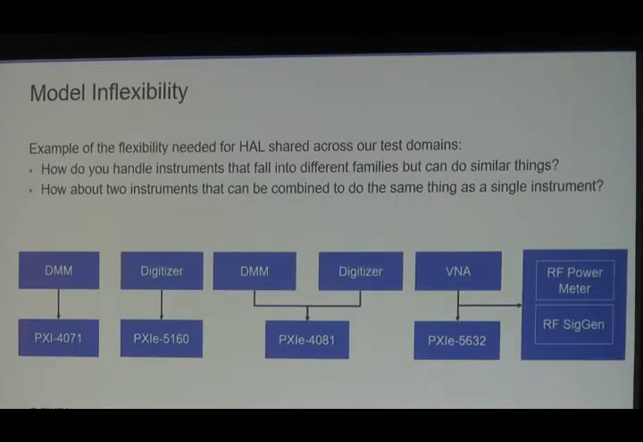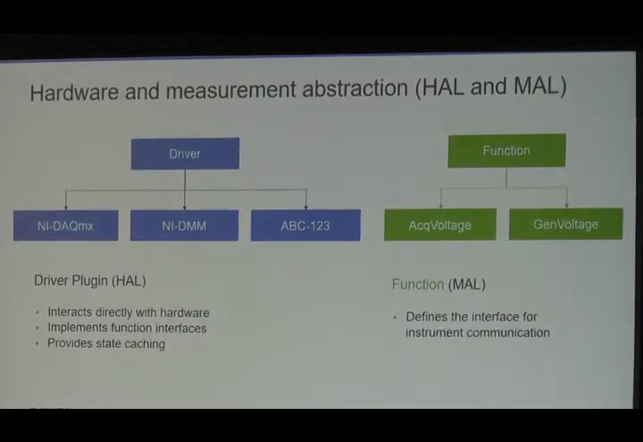So here's an example of model inflexibility. When you start a HAL, for instance, you might be very product family centric. It might be, okay, I want to represent a DMM, and I want to represent a digitizer. And then as time goes on, you start getting into the corner cases. You start getting into the instruments that actually span product families, like this 4081. It could be either a DMM or a digitizer on your block diagram. Or you start finding instances where your instruments can actually be fulfilled by a combination of other instruments. Same measure.